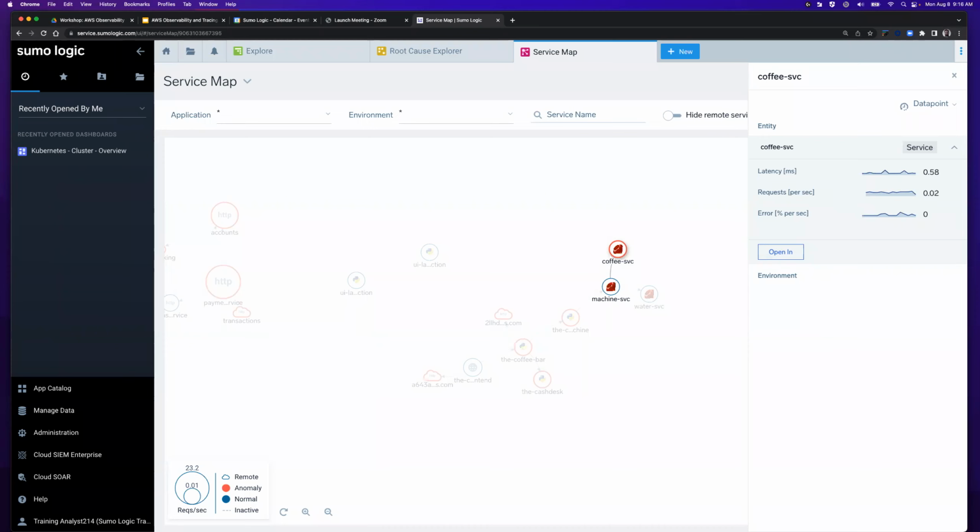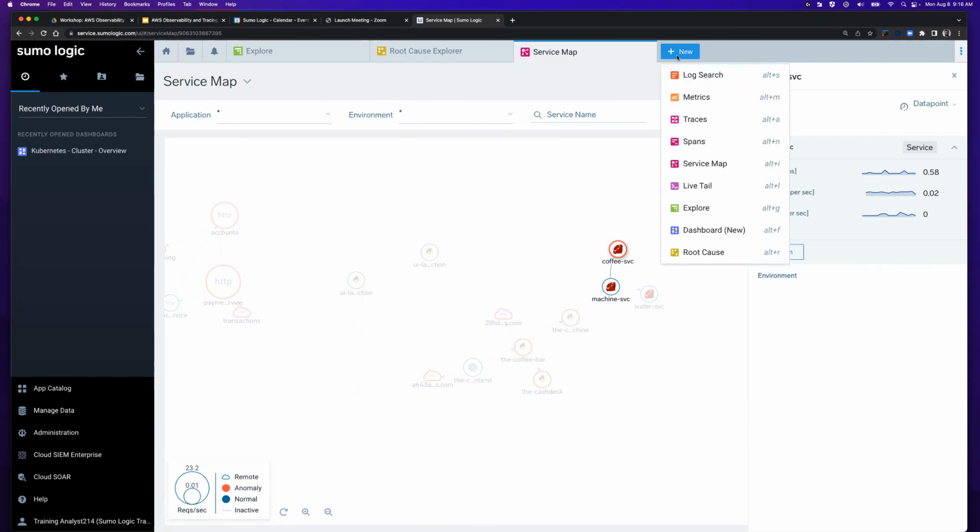Let's see, because we have just a few more minutes, let's look at traces. This is a topic I could spend a lot of time on alone, but let's look at them quickly. So what I want us to do is go to plus new, and this time I want to go to traces.